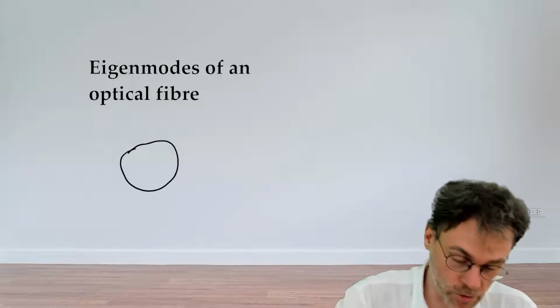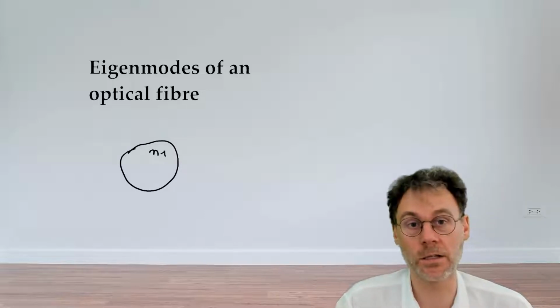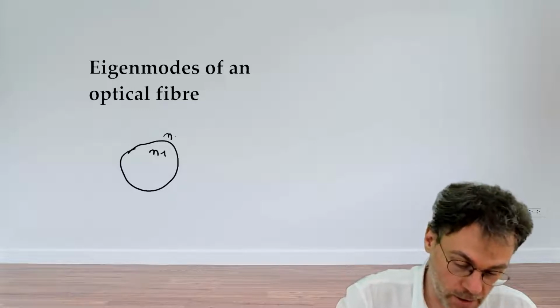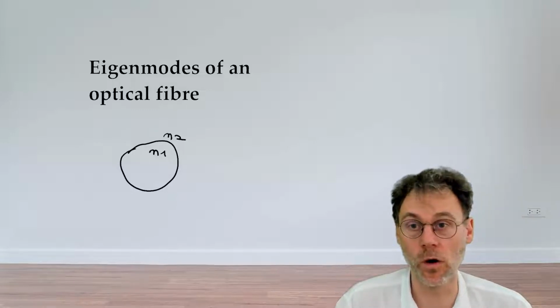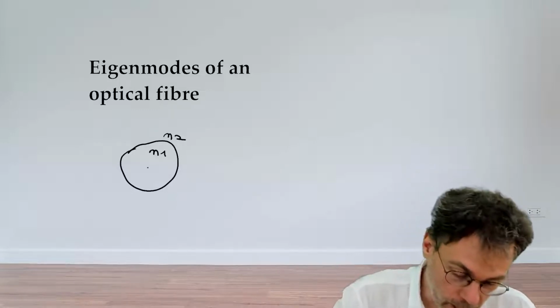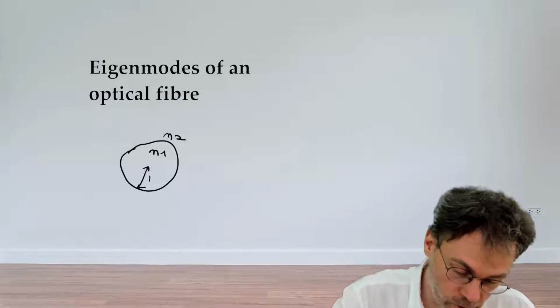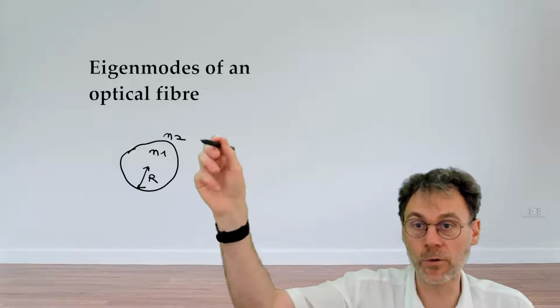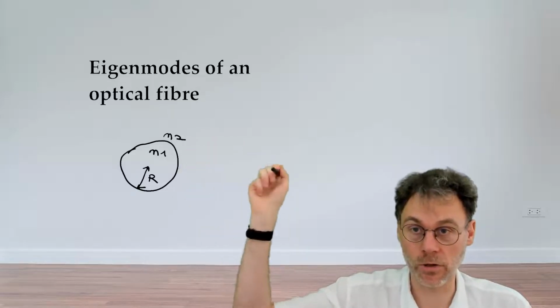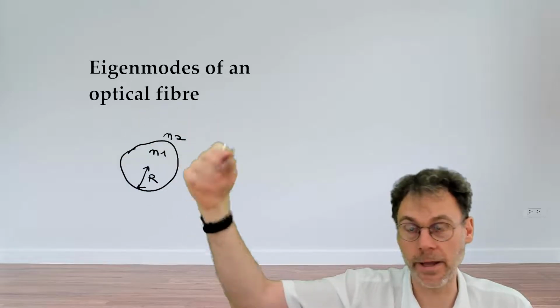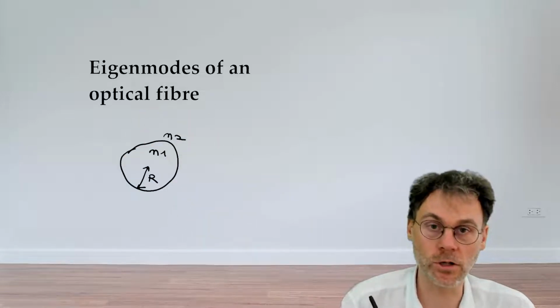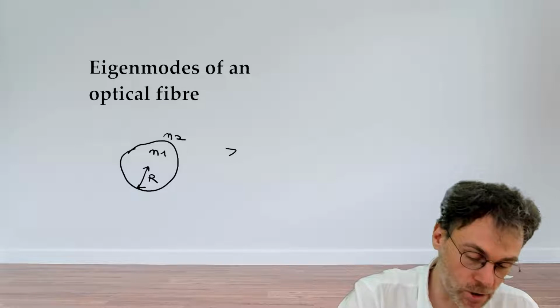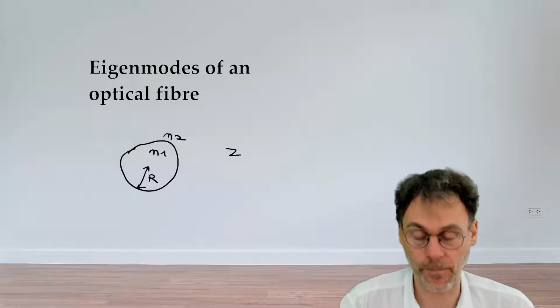Now, an optical fiber, as you know, has a cylindrical cross-section. So you have a circular core with a refractive index N1, which is bigger than the refractive index N2 of the cladding. Let's say that the radius of the core here is capital R. And what we're interested in is eigenmodes. So these are field profiles that propagate perpendicular to the plane of the cross-section here, something that propagates along the z direction.